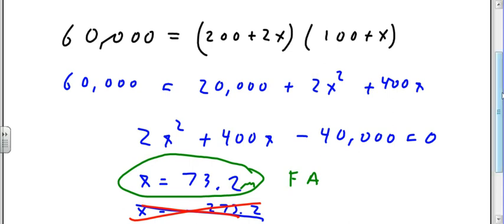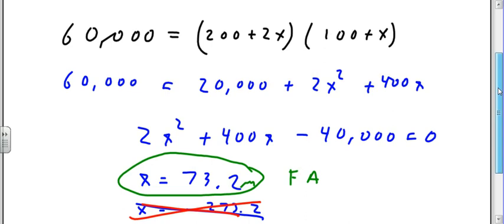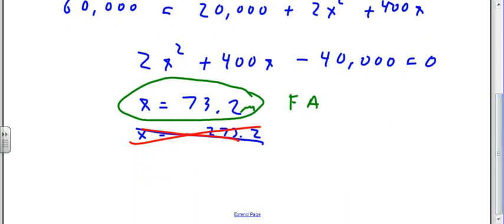Which begs the issue of whether or not I could have factored that. Right, so if I had x squared plus 200x minus half of that, 20,000. Yeah, I don't see that factoring too well. So I'd have to use the quadratic formula or something like that. And if I'm going to use the quadratic formula, I might as well use my calculator.